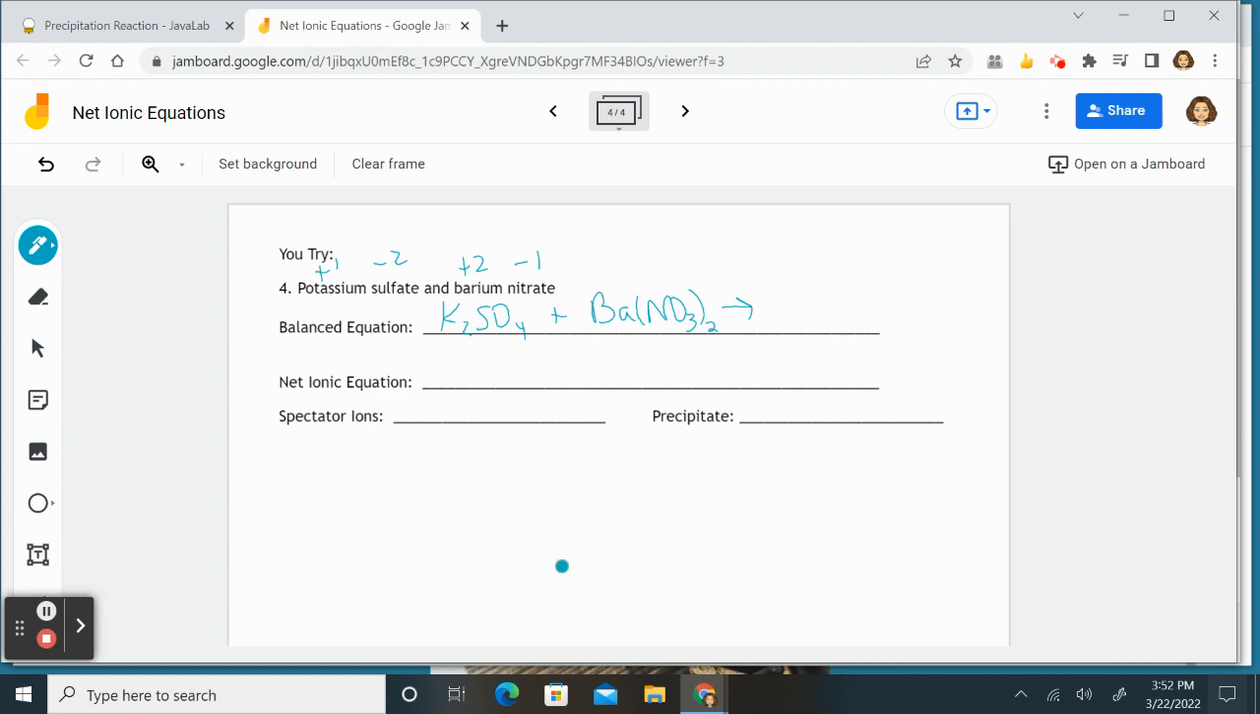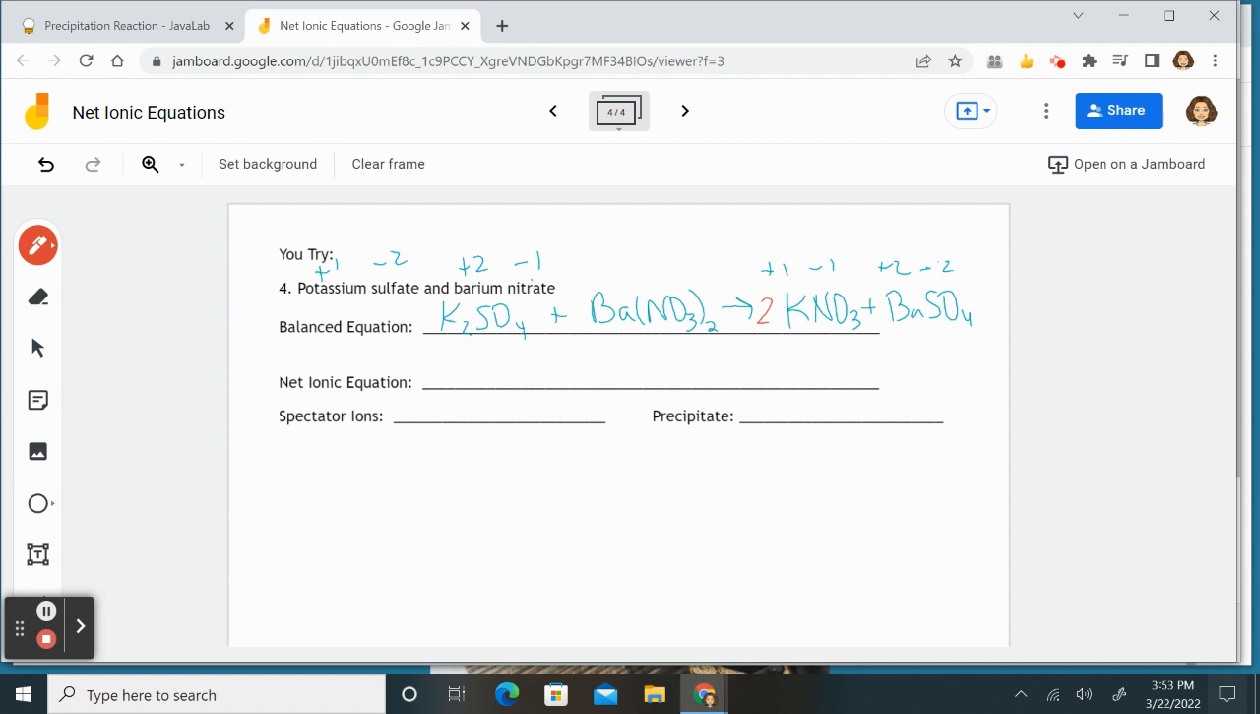Our metals trade places, so potassium's going to then combine with nitrate. We have to use our charges. Potassium was plus 1, nitrate was minus 1, so those equal 0. Plus barium and sulfate. And again, using our charges, barium was plus 2, sulfate was minus 2. So those add up to 0. And then we have to balance. All right, I have 2 potassium, so I multiply 2 here. That makes 2 nitrates, so I have to multiply 2 there. 1 sulfate, 1 barium, 1 barium.